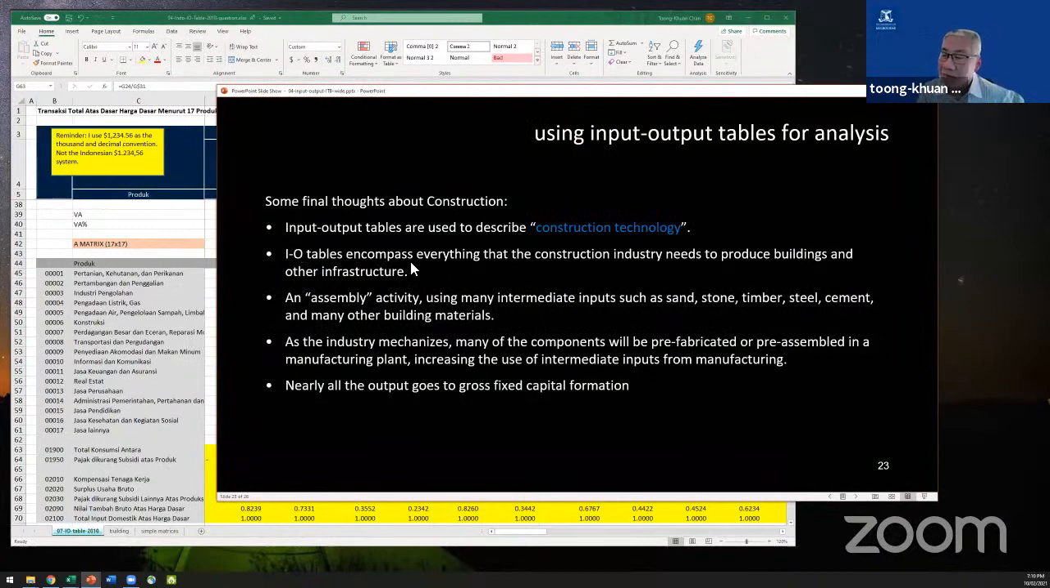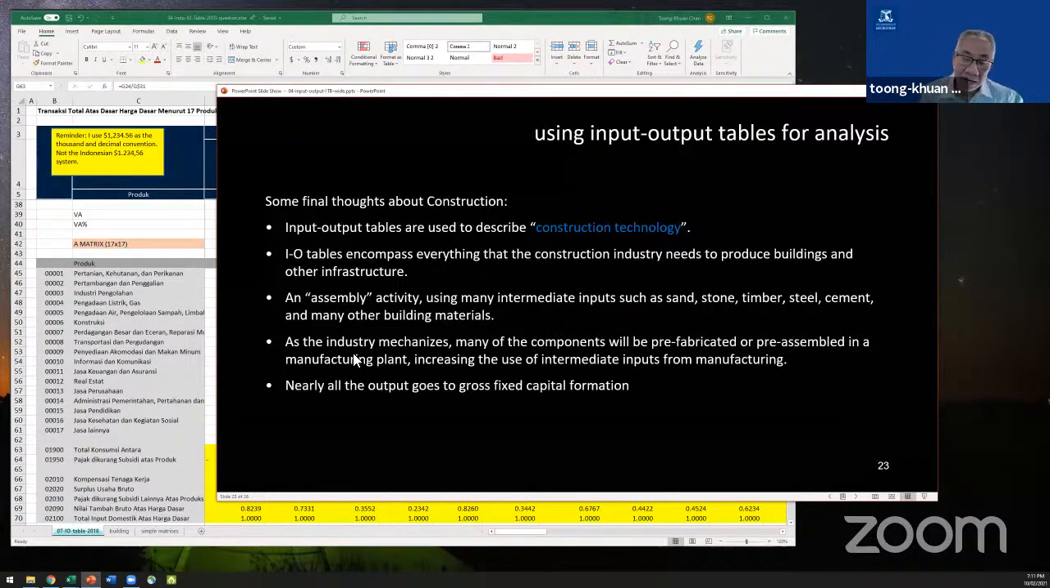IO tables encompass everything that the construction industry needs. So it is very, very comprehensive. It has everything to produce buildings and other infrastructure. You will see that it is an assembly activity. We do not produce things ourselves. We buy products from other sectors. We buy sand, stone, timber, steel, cement, and many other building materials from the manufacturers, and we assemble them into a building, or into infrastructure projects.